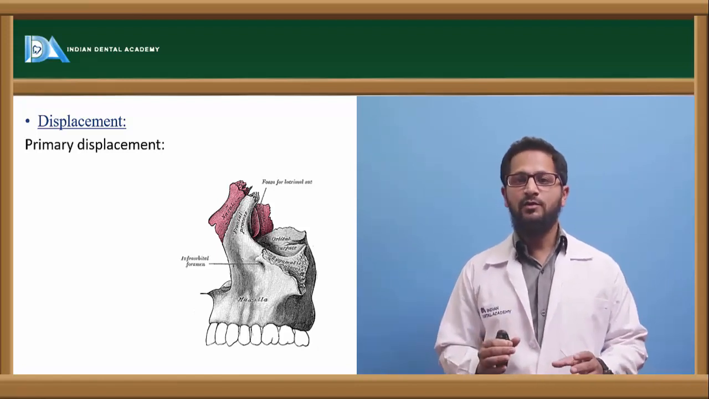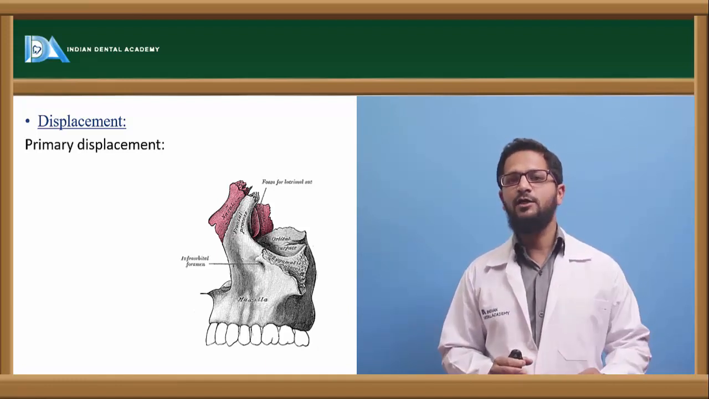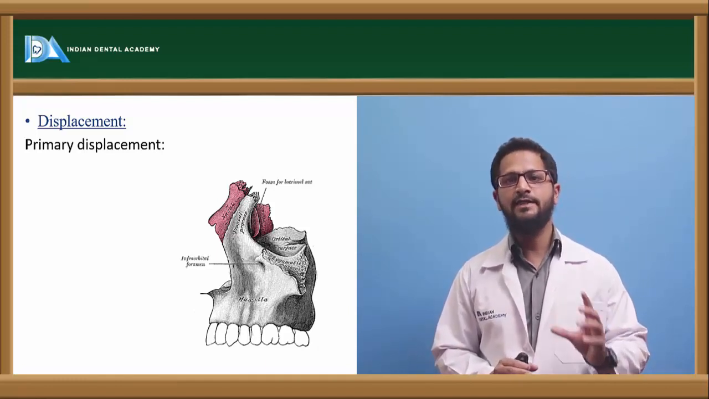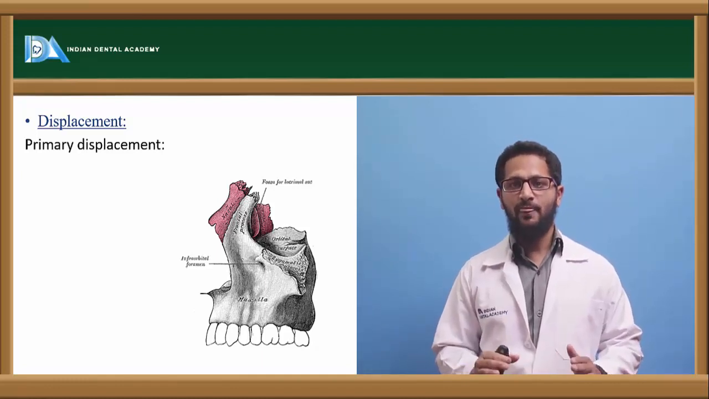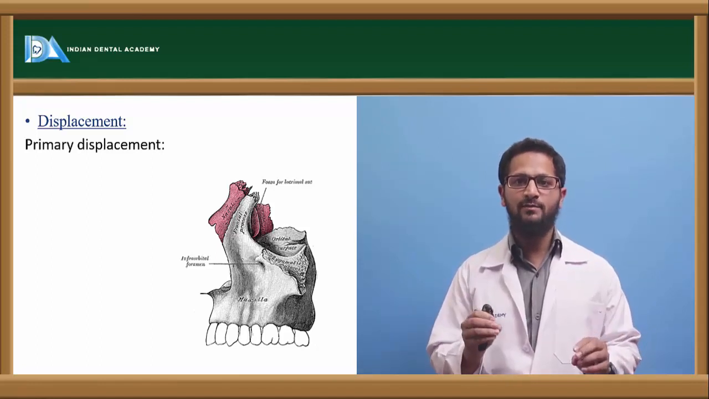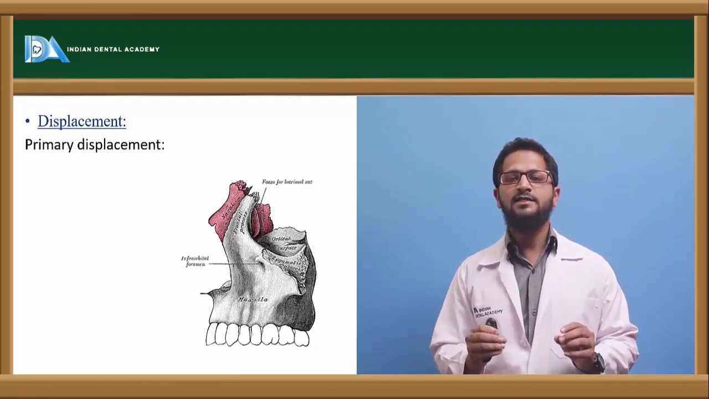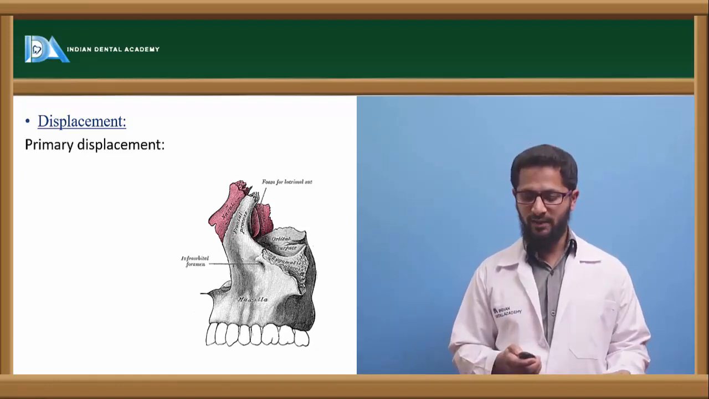Like the entire nasomaxillary complex consists of a number of bones. For example, if we take maxillary tuberosity, it is nothing but a part of the maxilla itself. So when the bone deposition takes place at the maxillary tuberosity, it simply moves the maxilla in an anterior direction. This is nothing but called as primary displacement.